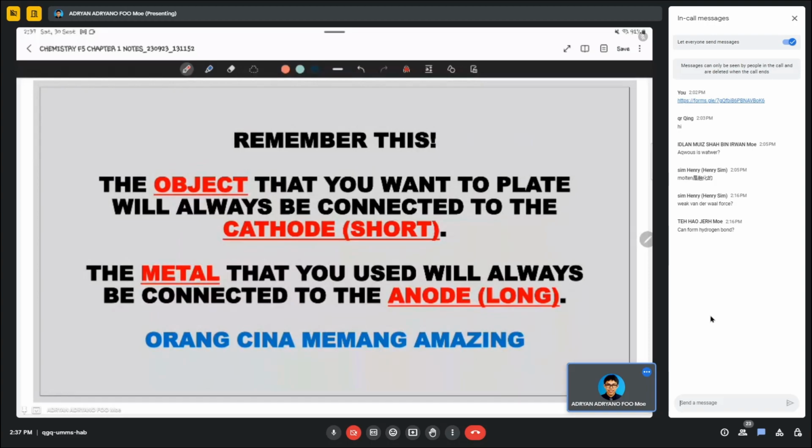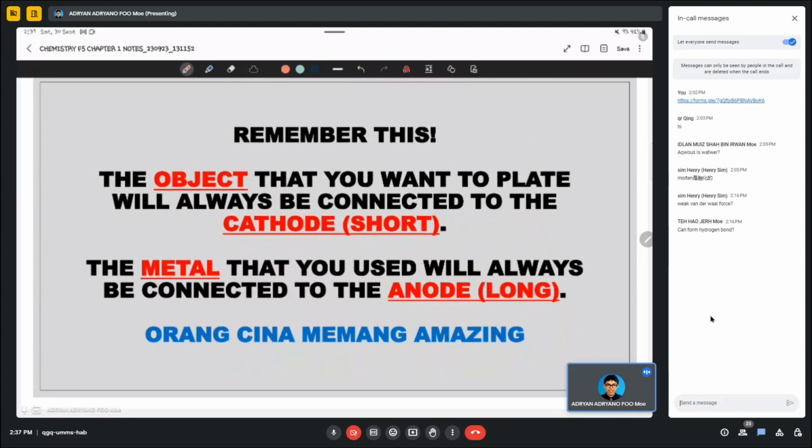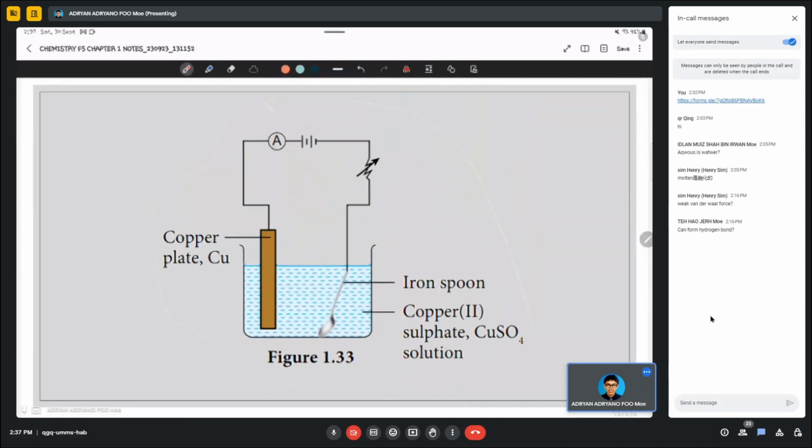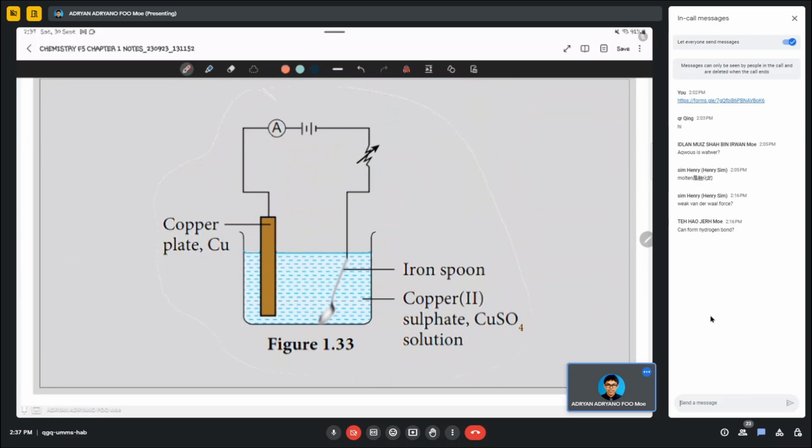I want you to memorize this. The object that you want to plate will always be connected to the cathode, the short part of the battery. Whereas the metal that you use will always be connected to the anode, which is the long part. So how to memorize? Object cathode, metal anode. Object at the cathode, metal at the anode. Okay, let's look back at the diagram. Using the diagram, I'll explain how electroplating functions. Just now we said, object at the what? Object at the cathode, metal at the anode.